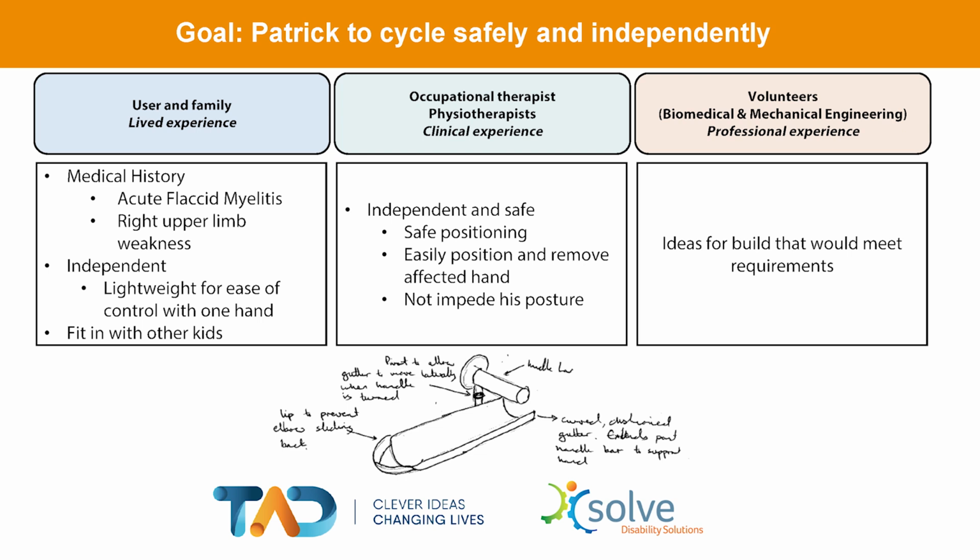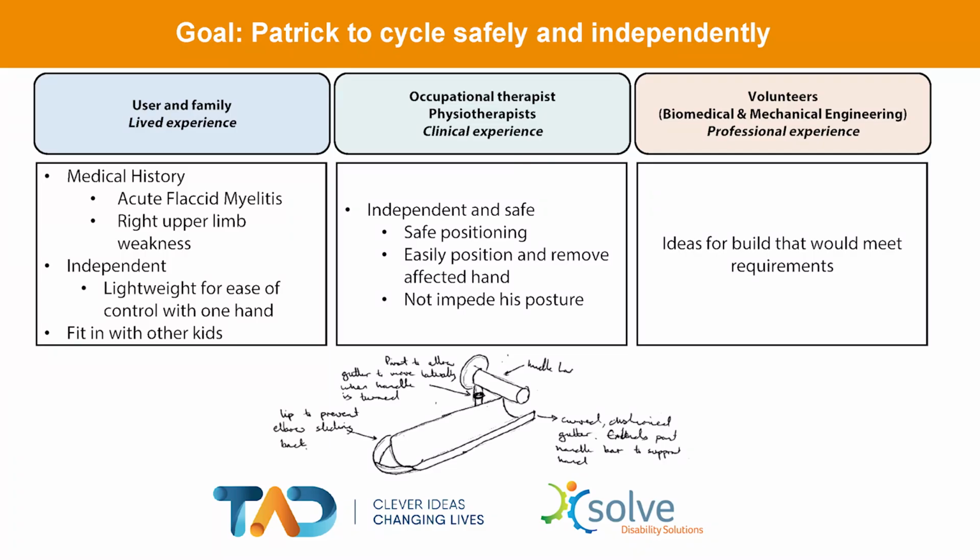And we had the family, an occupational therapist, physiotherapist, and 2 volunteers involved to develop a solution together. And with Patrick's lived experience and background, the family knew that he would require a support for his right hand on the handlebars to be able to sit up comfortably, balance, and control steering. And they knew this support needed to be lightweight for him to control predominantly with one hand, and that overall the design needed to be seamless so he could feel that he would fit in with his friends and other kids.